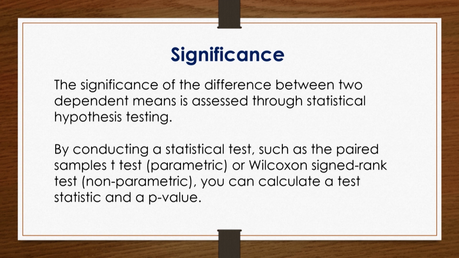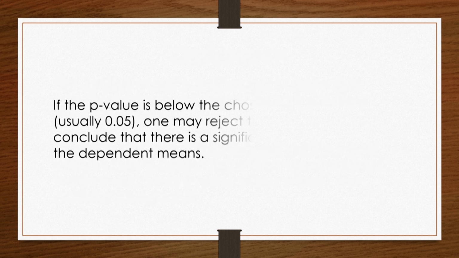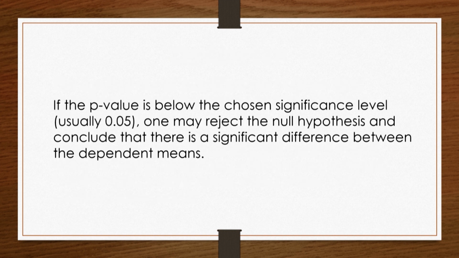You can calculate a test statistic and the corresponding p-value for its significance. If the p-value is below the chosen significance level, usually 5% or 1%, here I consider 5%, one may reject the null hypothesis and conclude that there is a significant difference between the dependent means.